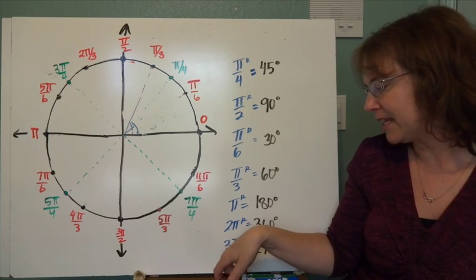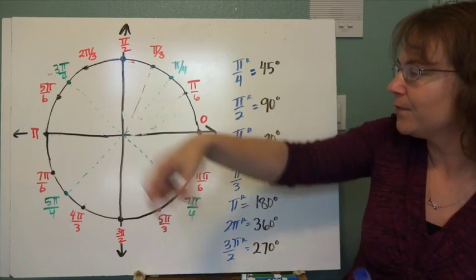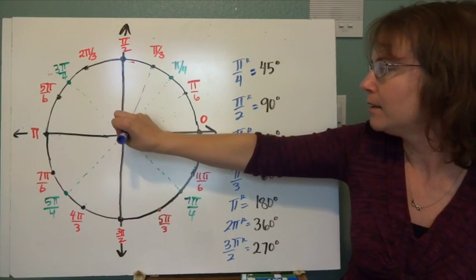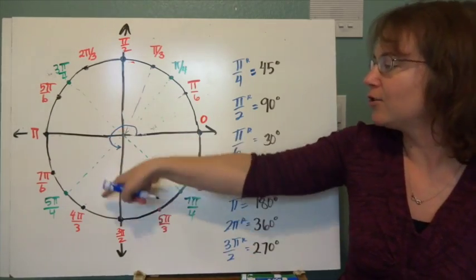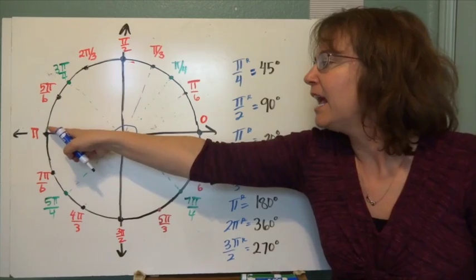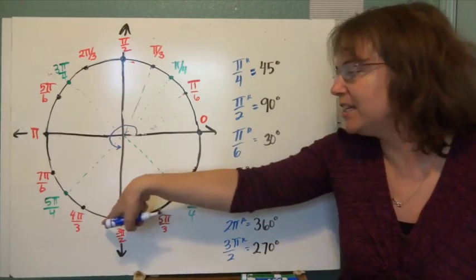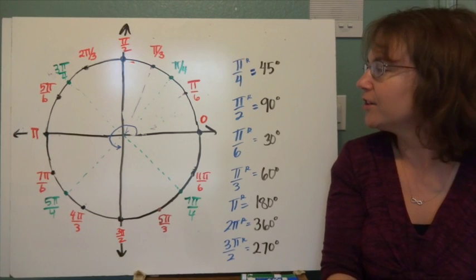Now if we have something like 3 pi over 2, so that's this angle measure. So it's a reflex angle. It goes all the way over here. Well, we know this is 180, and we can add an additional 90 degrees to it. So that gives us a total of 270 degrees.